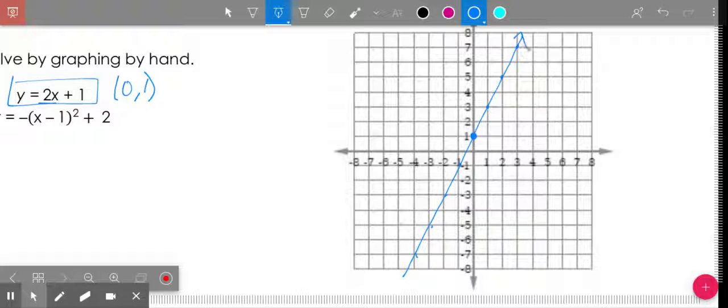Oh, hey, that turned out really good. Sweet. That's a nice line right there. You guys should all be jealous of that line because it's great.